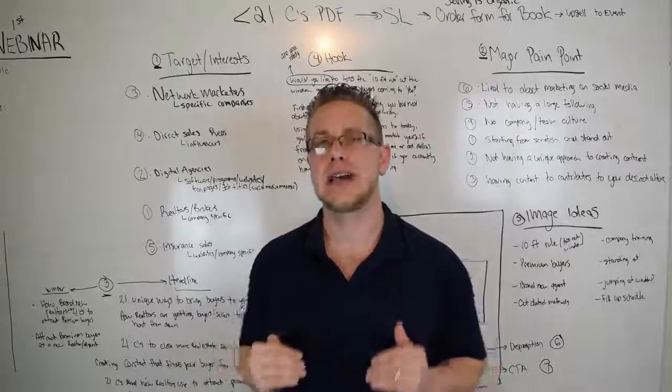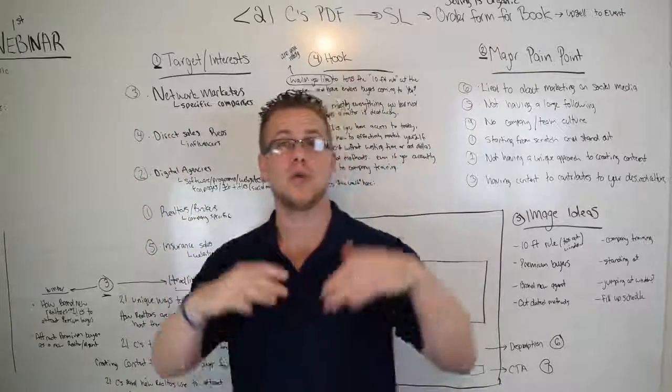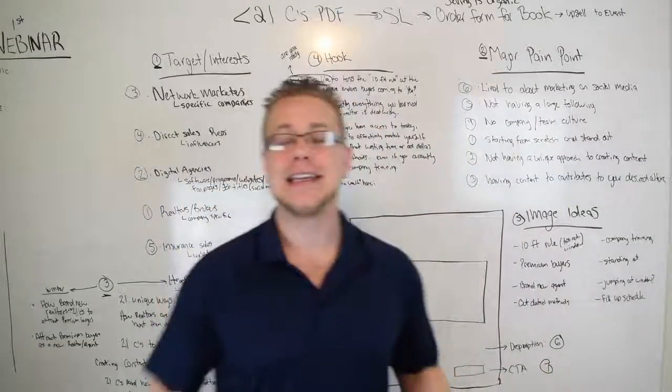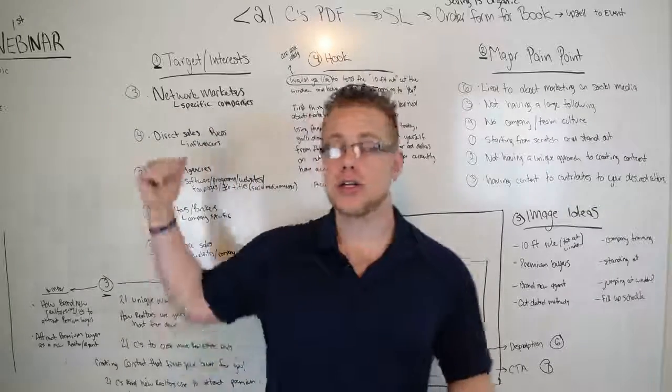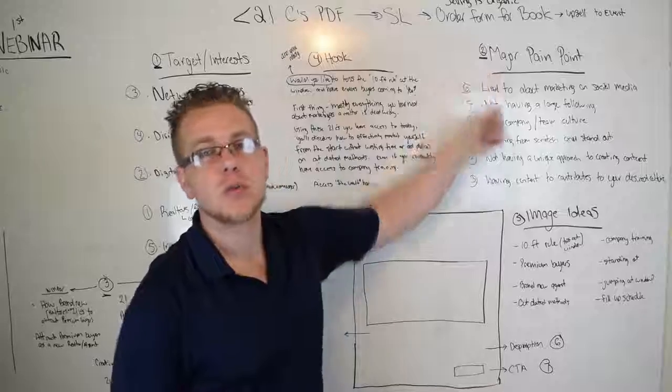Then you want to prioritize those. So off to the left, just put a number 1 next to the first priority, the one that would be what we would call the lowest hanging fruit. Next, once you have your interests prioritized, go to the major pain points. That's what we want to focus on next.